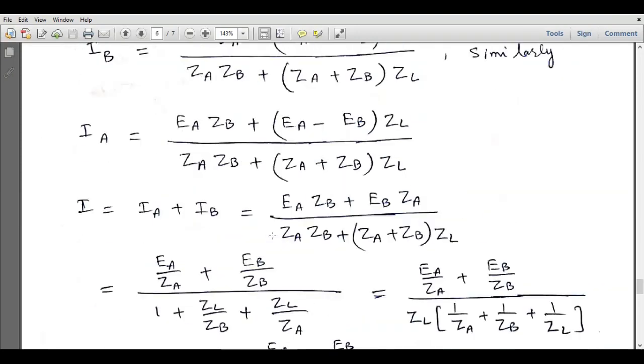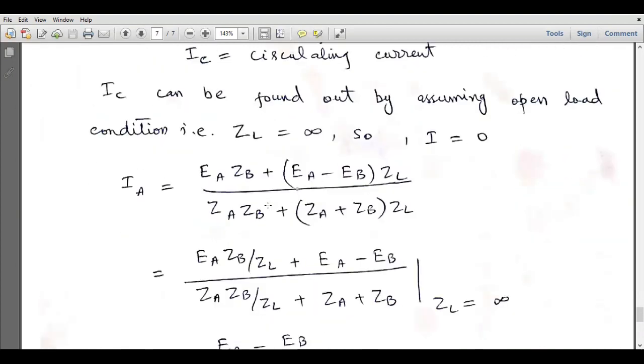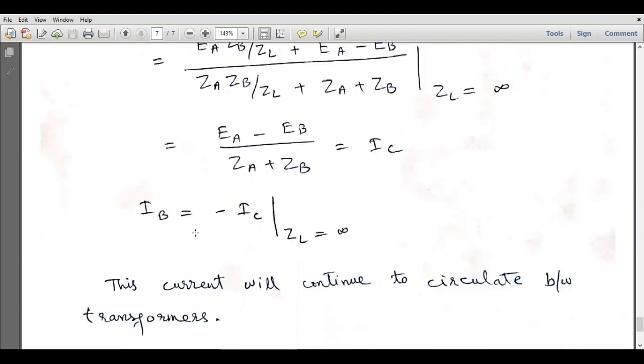From this figure, it is clear that if the circulating current is flowing in this direction for transformer A, then for transformer B it will be flowing in the opposite direction. So if the circulating current is IC for transformer A, it will be minus IC for transformer B. I think it is very much understandable to you, and it was a very important discussion for parallel operation of transformers.